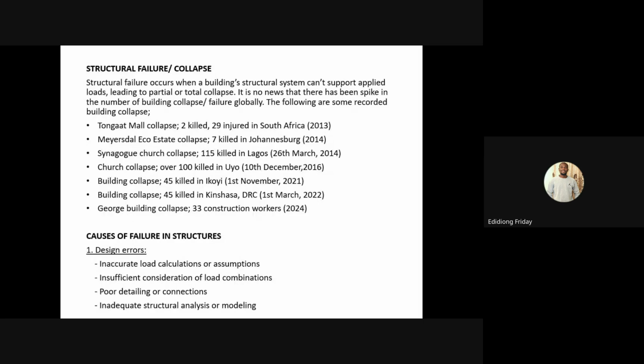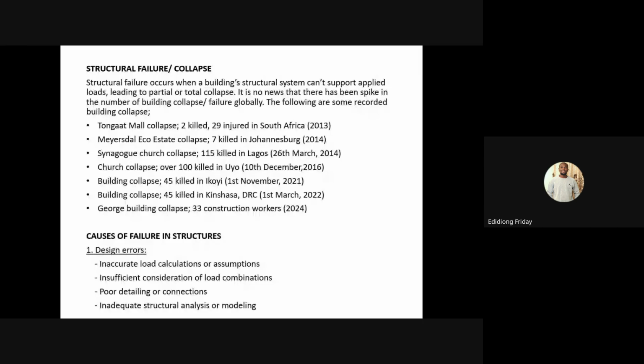Okay, the next is insufficient consideration of load combinations. So this is all entangled with load. Then poor detailing or connections. This is also very important. As a structural designer, you have to be able to do proper detailing. Make sure that what your design is can be easily seen, easily read, and easily understood on the site. Okay, so your detailing has to be top notch.